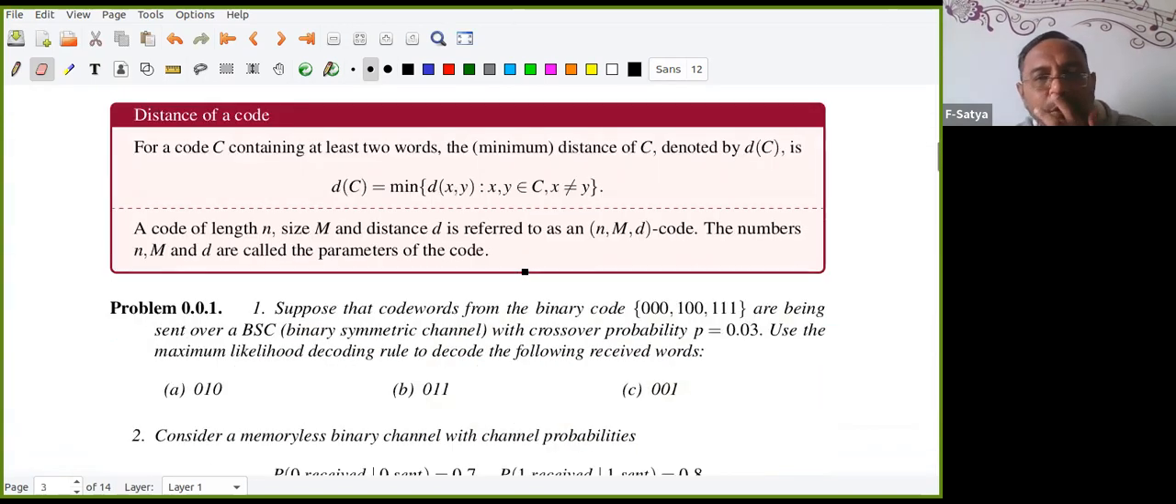Now the distance of the code we also define. Just recalling: for a code C containing at least 2 words, the minimum distance of the code is denoted d(C), equal to the minimum of d(x, y) where x, y belong to C and x is not equal to y. This is called the distance of the code, the minimum out of all the distances. A code of length n, size m and distance d is denoted as an (n, m, d) code. The numbers n, m, d are the parameters of the code.